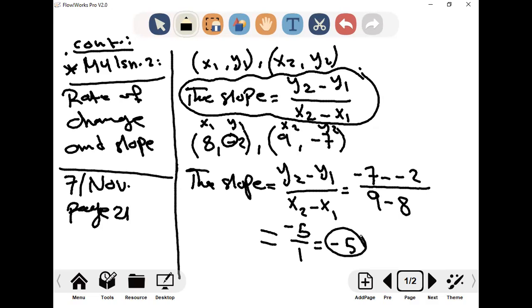And we said that if the slope is positive, the line is increasing, right? This is positive slope. If the slope is negative, the line is what? Decreasing. If the slope is 0, the line is horizontal, constant. If the slope is undefined, the line is what? Vertical. Right. Like this line here, we call it vertical line, has undefined slope.